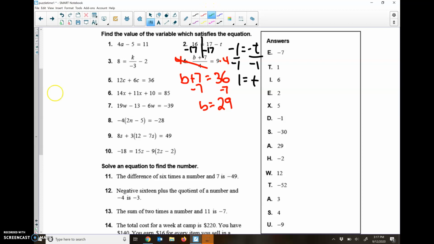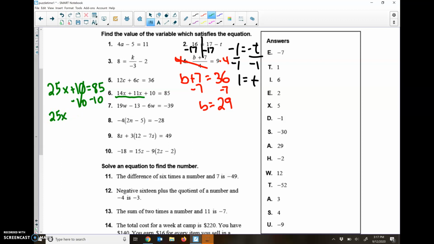All right, let's look at number 6 over here. I have 14x plus 11x plus 10 equals 85. The first thing I should do is combine those like terms. So 14x plus 11x is a 25x, still plus 10 equals 85. I have a plus 10, so I'm going to minus 10.